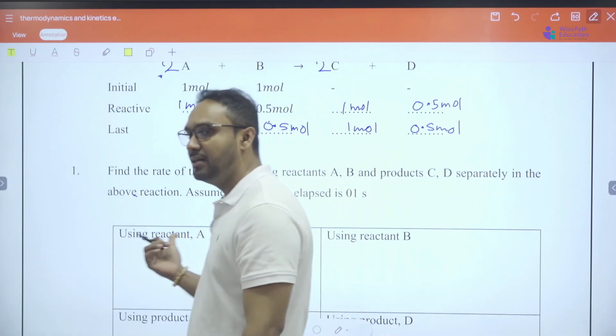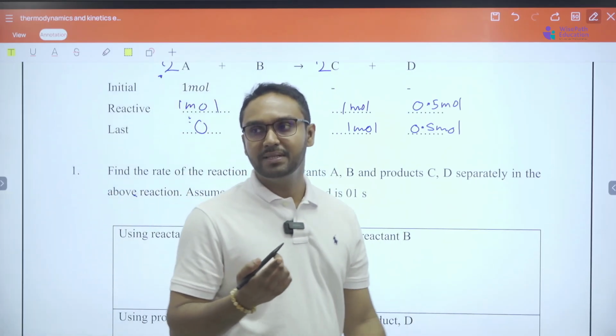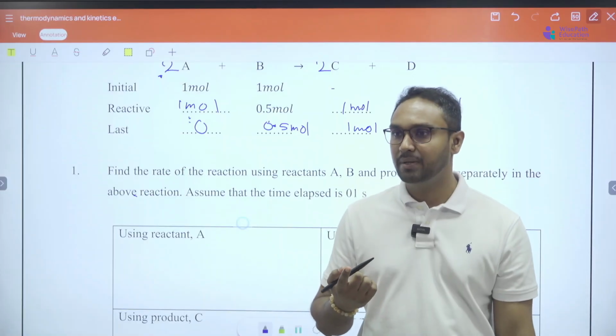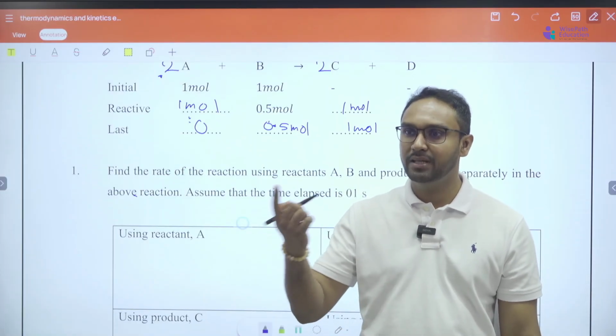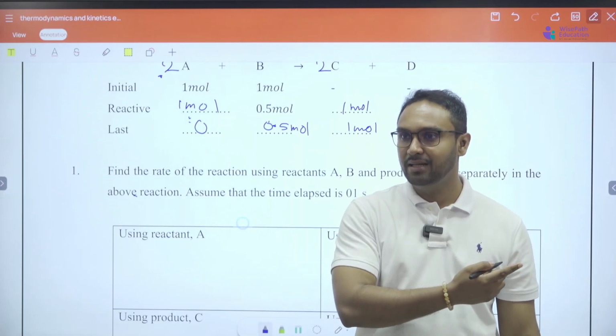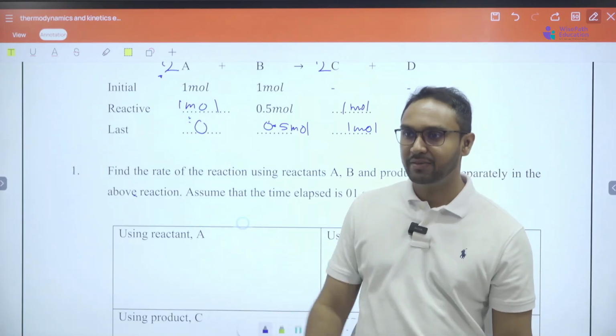You will see something in the rate of reactions. I told you before that there is a misconception that people think the rate of reaction of one reaction should be equal for all the products and reactants. It's not. You'll understand it when you find the rate of reactions in those.